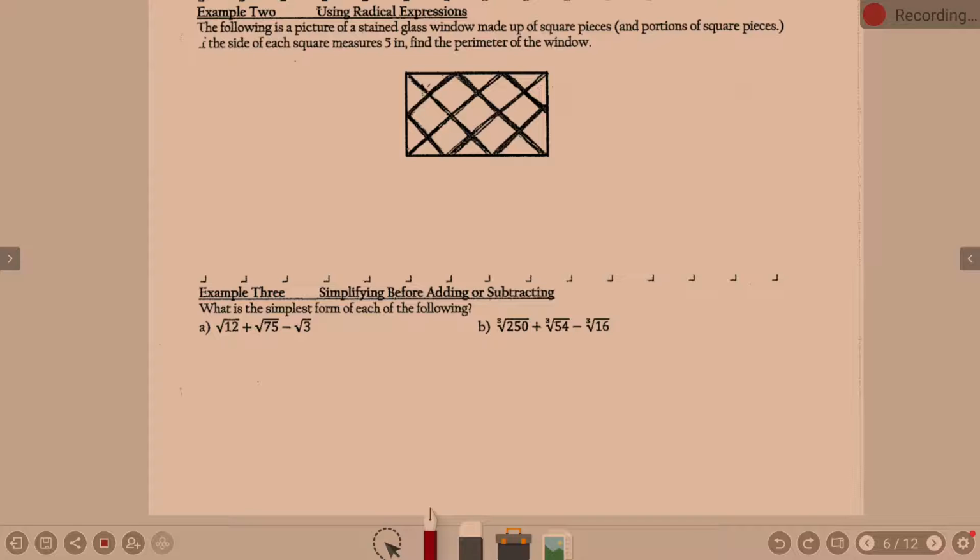Okay. So, what's my first job in a word problem? Read it. Let's see what we're doing here. The following is a picture of a stained glass window made up of square pieces and portions of square pieces. If the side of each square measures 5 inches, find the perimeter of the window.